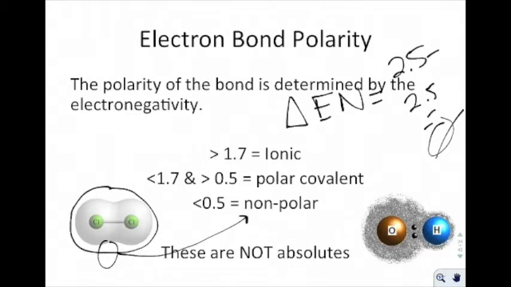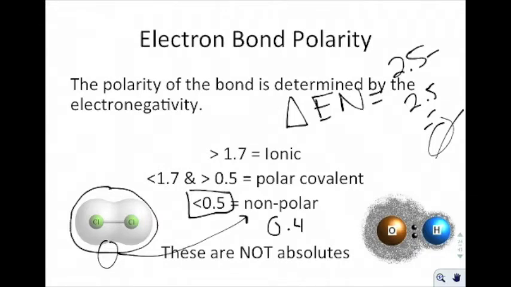Now the change in electronegativity, if it's less than 0.5, some books will say 0.4. It depends on the book. There's not going to be anything that close for you to determine. But if it's less than 0.5, it's nonpolar. Now, if it's less than 1.7 and greater than 0.5, it's called a polar covalent. And anything that's greater than 1.7 is considered to be an ionic bond.